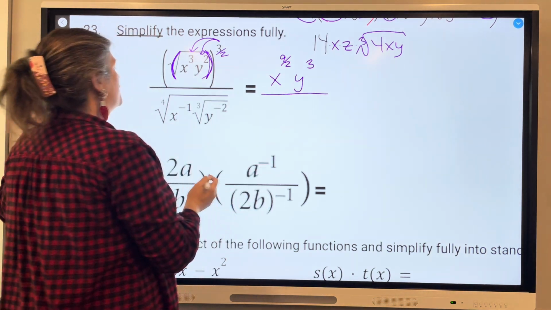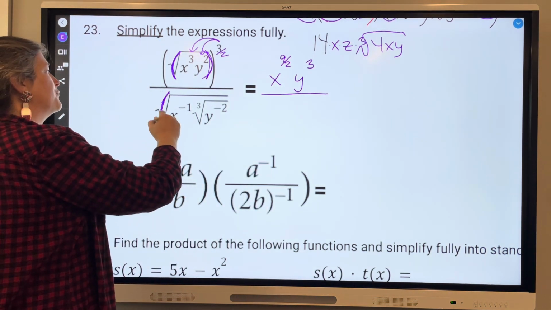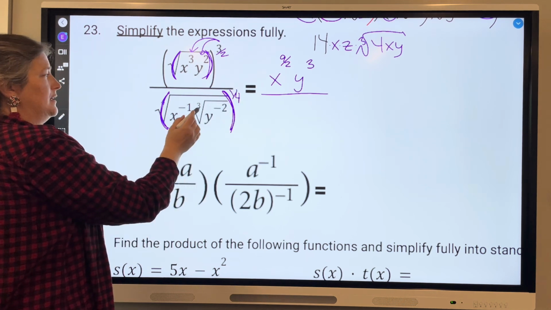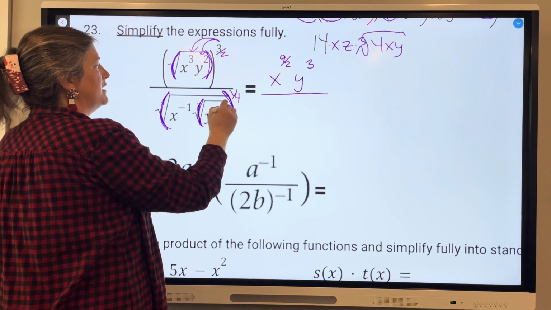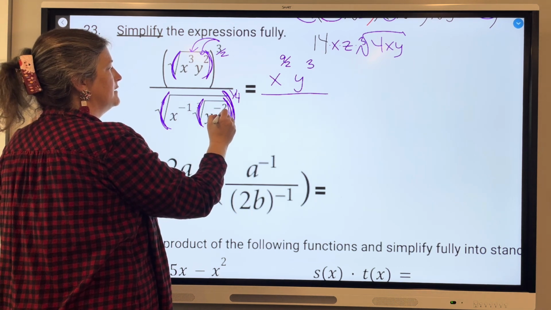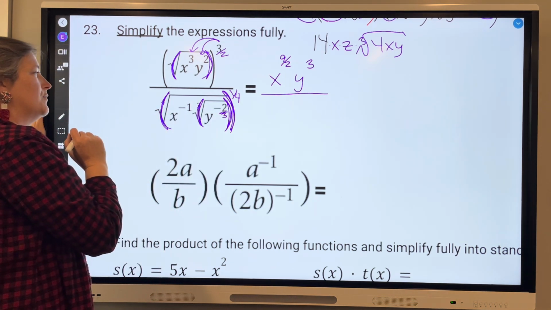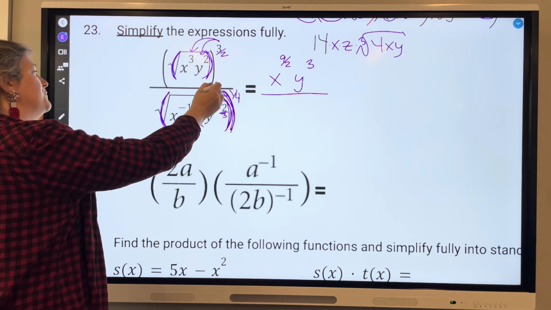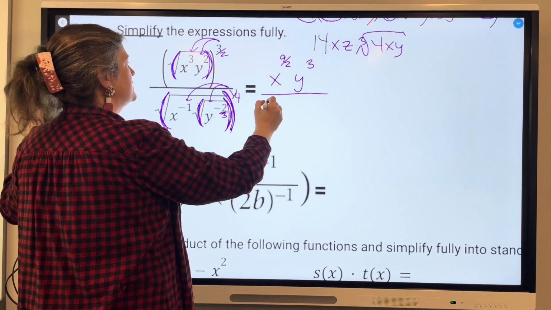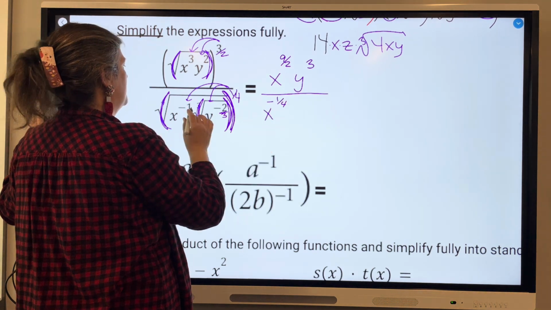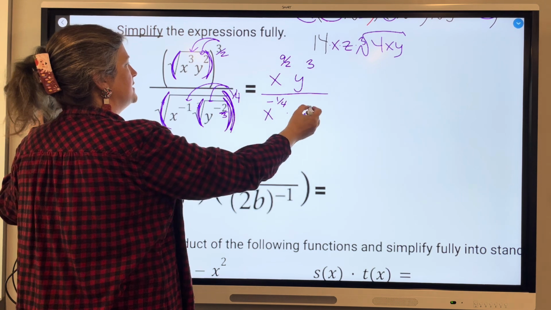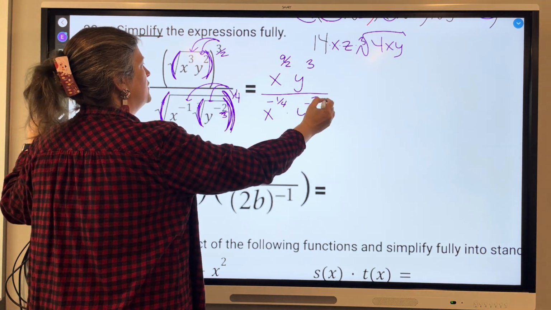So that's my numerator. Now this fourth root becomes a 1/4 power. This cube root becomes a 1/3 power, and then mixing with the -2 is -2/3 power. If I distribute the 1/4 to each factor, this becomes x to the -1/4 times y to the -2/12.